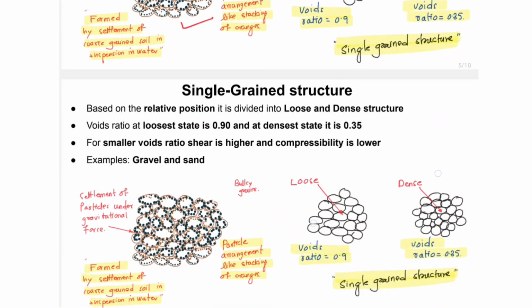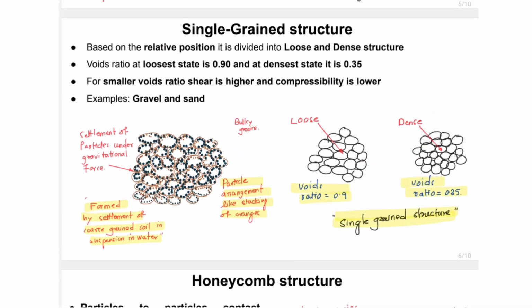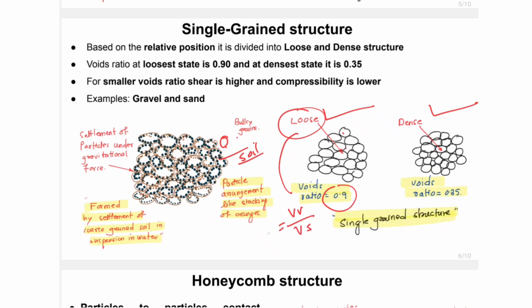Then, depending on the relative position of soil particles, this structure is divided into loose single grain structure and dense single grain structure. If the soil particles are spaced far from each other, then this structure is called a loose structure. In this loose structure, the voids ratio is the ratio of the volume of voids to the volume of soil solids. I will explain this in my next video.